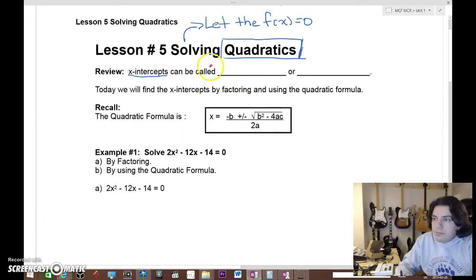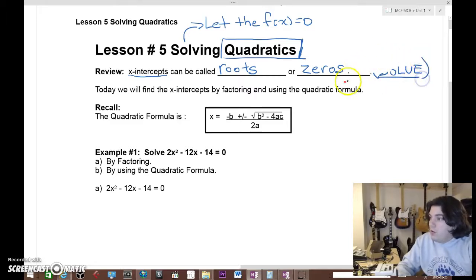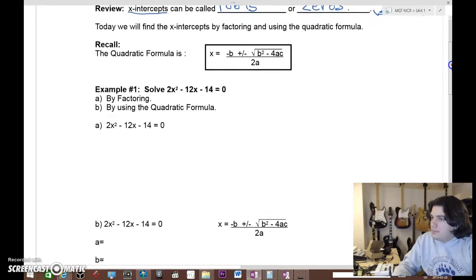There they are. We sometimes call these the roots, which I hope you recall, or we'll sometimes call them the zeros of the function. Any of these is possible, and it doesn't really matter which one you use. You may also hear solve. Solve is a big one. When it says solve this equation, that is the same thing as saying find the roots, find the zeros, find the x-intercepts. It's all the same thing.